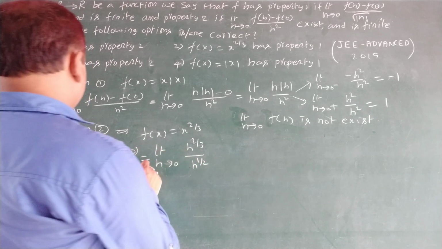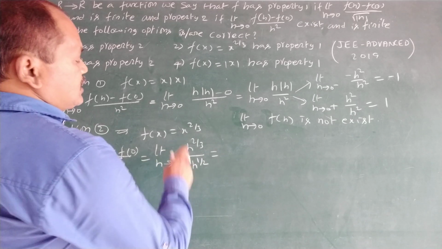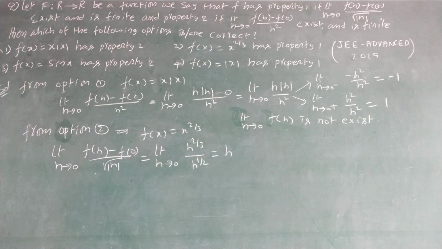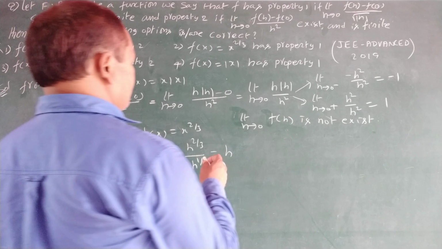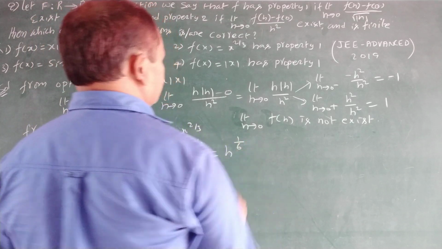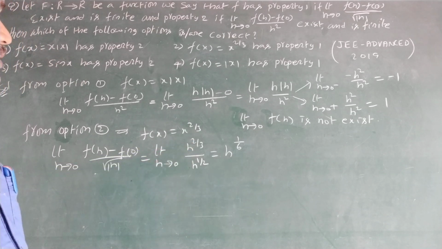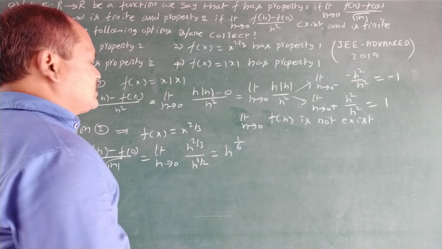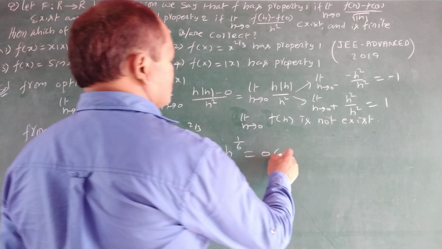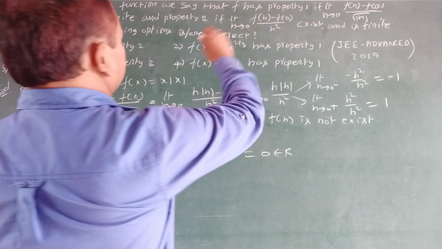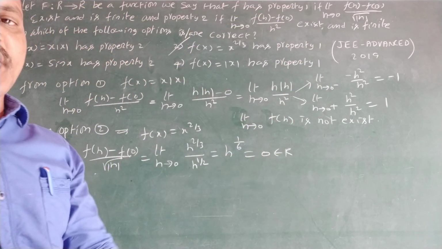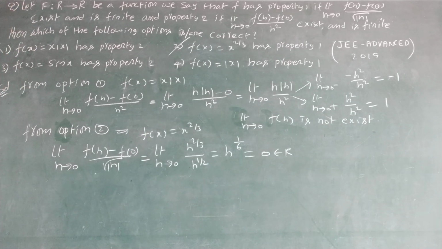That's why it gives h power 2 by 3 minus 1 by 2. 2 by 3 minus 1 by 2 is 1 by 6. That's why h power 1 by 6, and since the power is positive, it gives 0. That's why it belongs to R. It exists. That's why the second option also exists, since we require existing and finite. 0 is a finite number, belongs to the real number set. That's all.